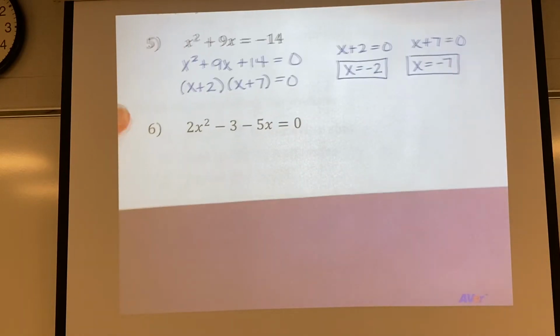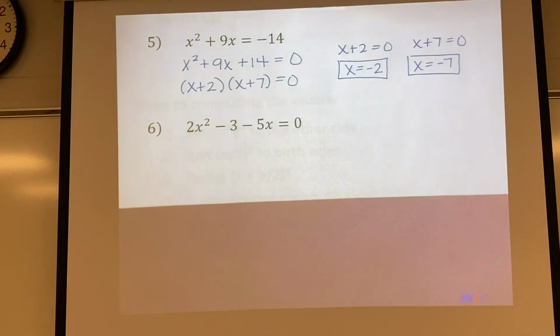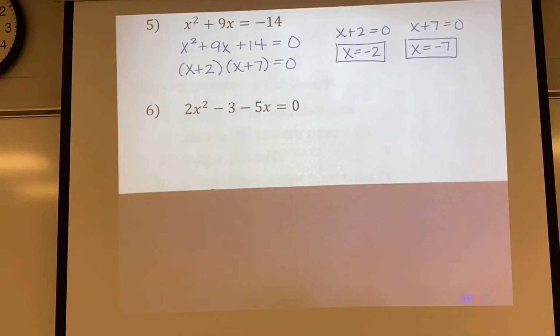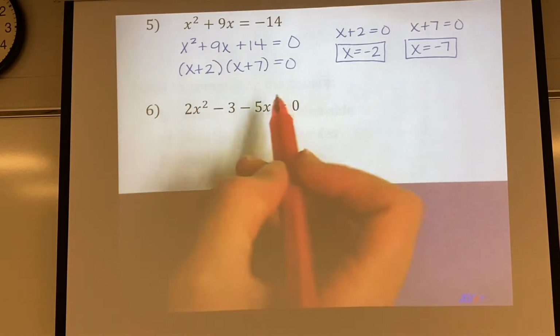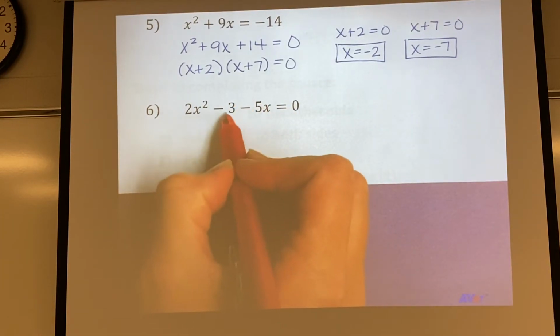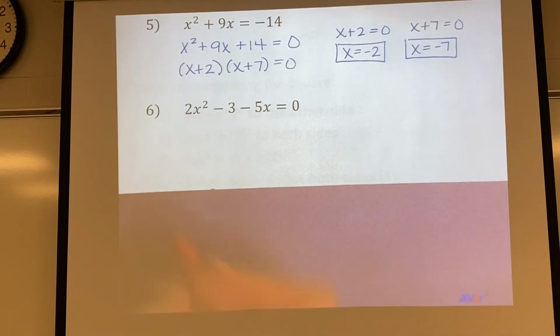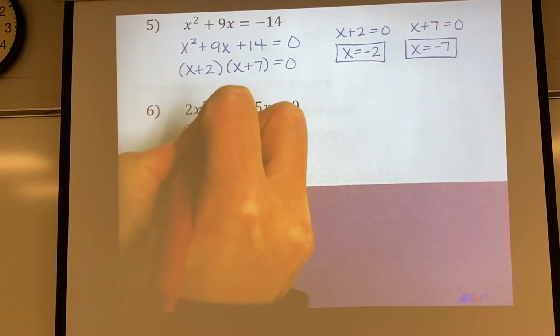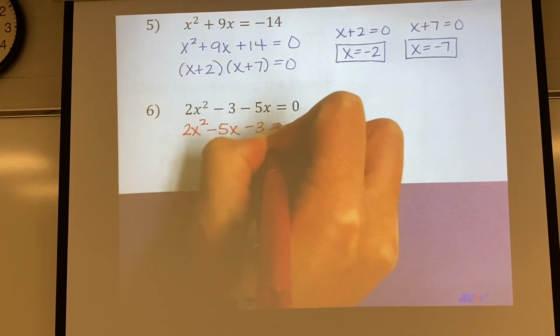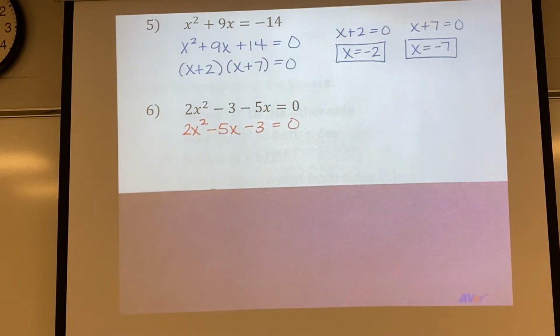All right, now in number 6, it's already set equal to 0, so we don't have to do anything to move it around before we start as far as getting it equal to 0, but we do have to move it around to put it in standard form. You might notice that our b term is here at the end and our c term's in the middle. That's no bueno. So we need to flip-flop those, put our b term in the middle and our c term at the end, so that we can start the factoring process.